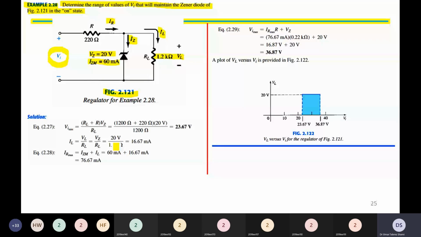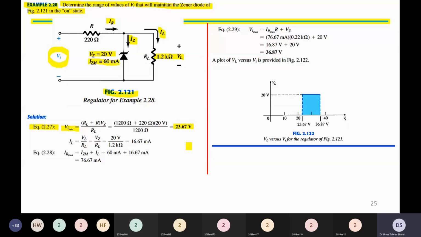Now let us determine the minimum input voltage that we can apply for this circuit. The minimum voltage that we can apply, as determined in equation 2.27, is equal to (RL + R) multiplied by the Zener diode voltage divided by RL, and it is equal to 23.67 volts.